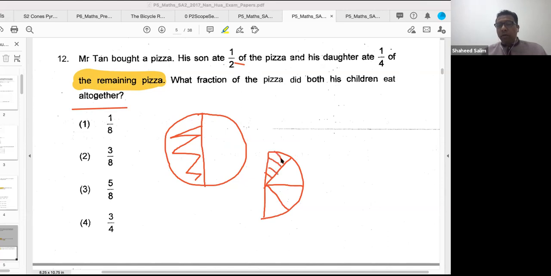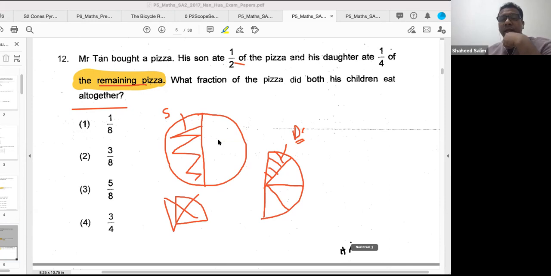Who eats this 1/4? Daughter. Daughter eats this, but see, I thought 1/4 is like that. Yes, 1/4 is like that if it's a whole. This one has no more whole pizza, only remaining pizza. The son went to eat this half, so left with half. Then the daughter eats 1/4 of the half. So it's 1/8 actually. So this one is not 1/4 of the remaining, this is 1/4 of the whole.